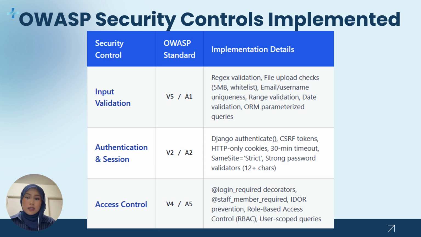And next is access control. V4, A5 include login required decorators, staff member requirement, role-based access control, and user-scoped queries. This granular control stops unauthorized access, like users viewing data that isn't theirs, through the Django middleware and decorators.